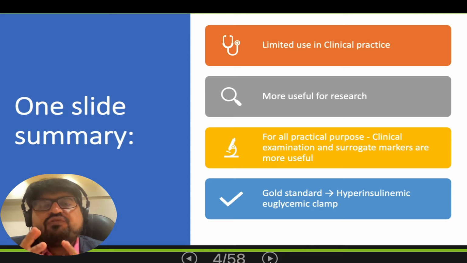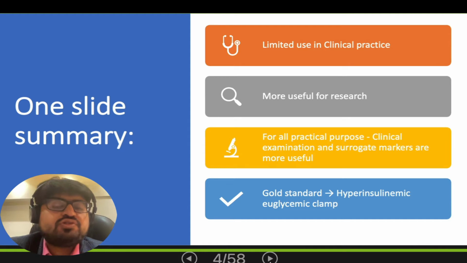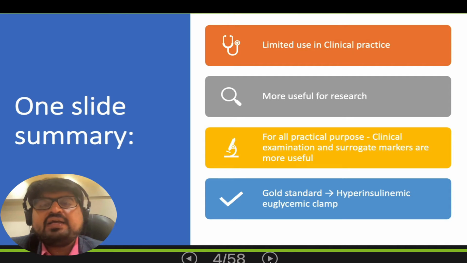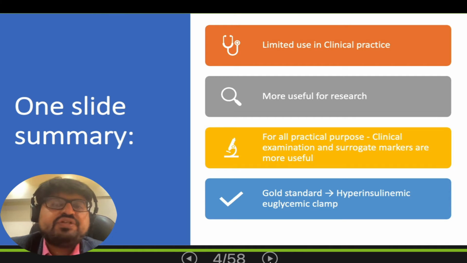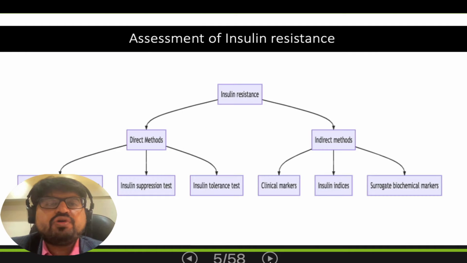So this is what should be focused on, and in the next few slides we are also going to discuss the clinical aspects of insulin resistance. But the gold standard, which is mainly used in research, is the hyperinsulinemic euglycemic clamp. The clamp studies are used mainly for research purposes, and these are considered to be the gold standard for assessment of insulin resistance. Overall, assessment of insulin resistance can be done in two major ways: direct methods and indirect methods.